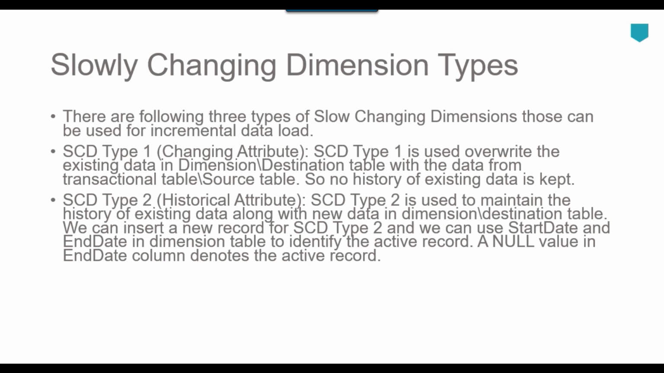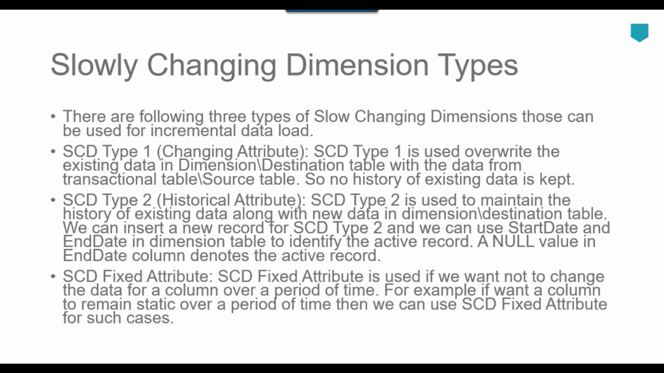Now the second one is SCD type 2, which is also called historical attribute. It is used to maintain the history of the existing data along with the new data in the dimension table. We can insert a new record for SCD type 2 and use start date and end date in the dimension table to identify the active records. A null value in the end date column denotes the active record.